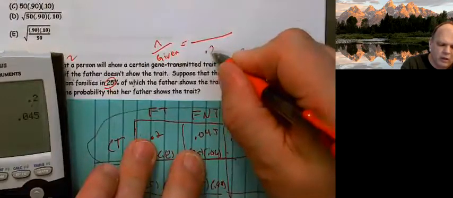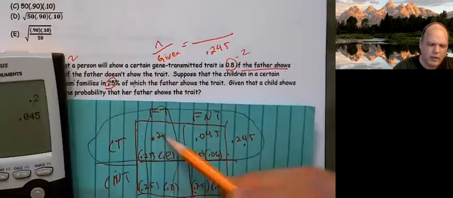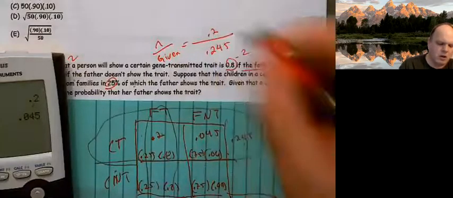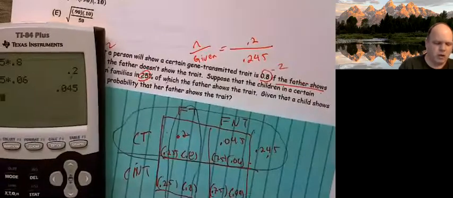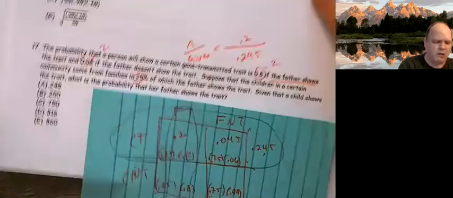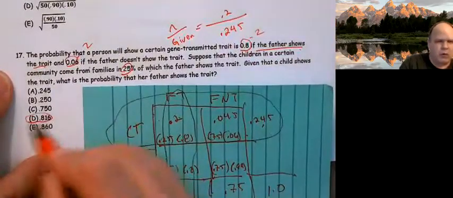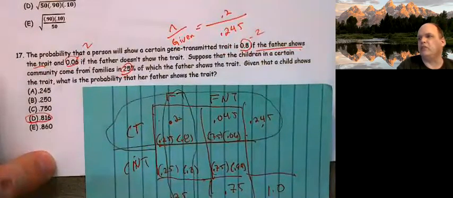That's my given. What's the chance that the father shows the trait? That's 0.2 because that's my intersection. So 0.2 divided by 0.245. And I end up getting about 81.6%, or letter D. Does that make sense on problem 17?